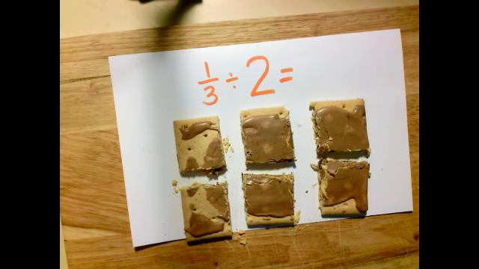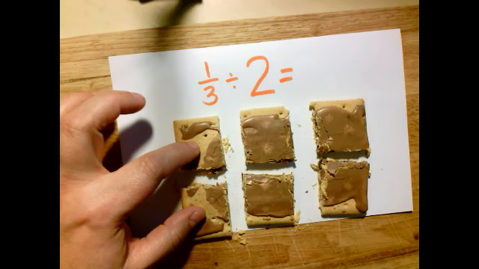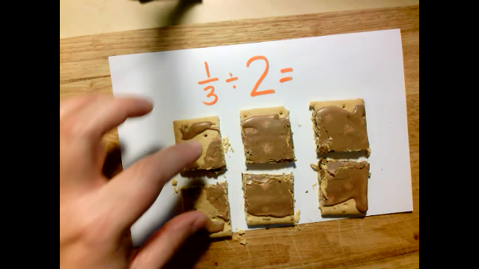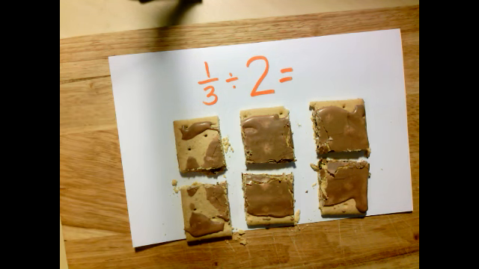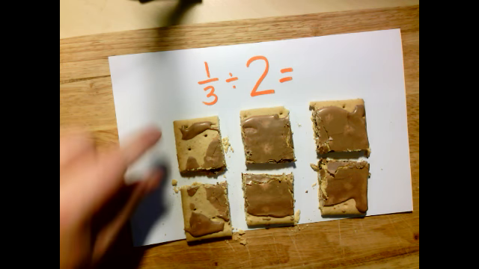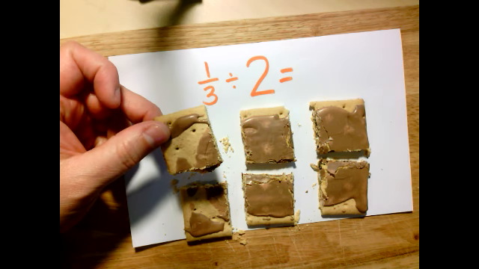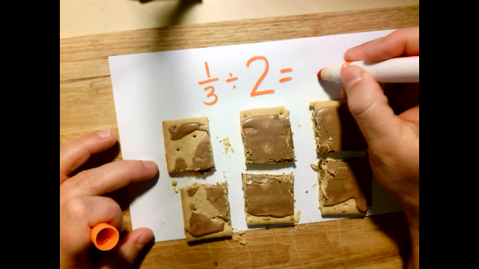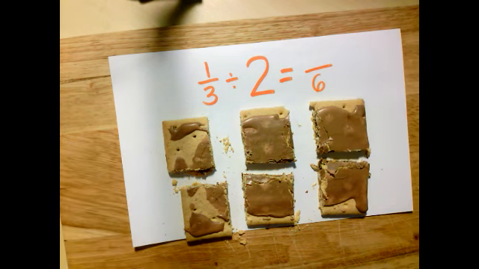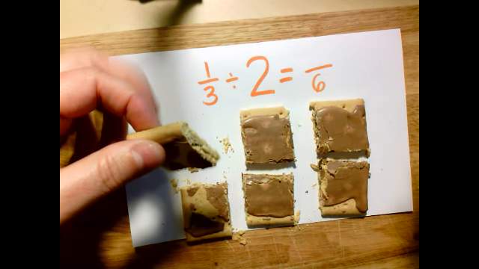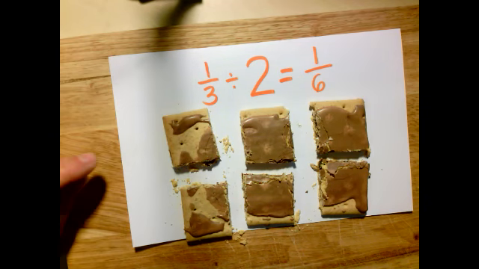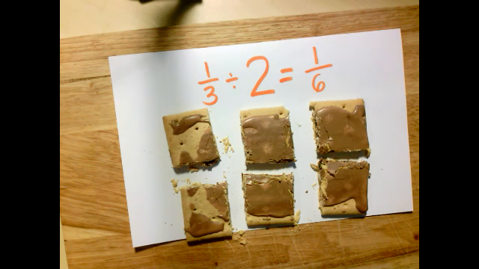So now looking at this, I took each of the 1/3s in my whole, and I split each 1/3 into 2 sections. If I look at this, how would I represent one piece of this Pop-Tart? I have a total of 6 pieces here. So I'm going to make 6 my denominator. And 1 piece. So 1/3 divided by 2 gives me 1/6.